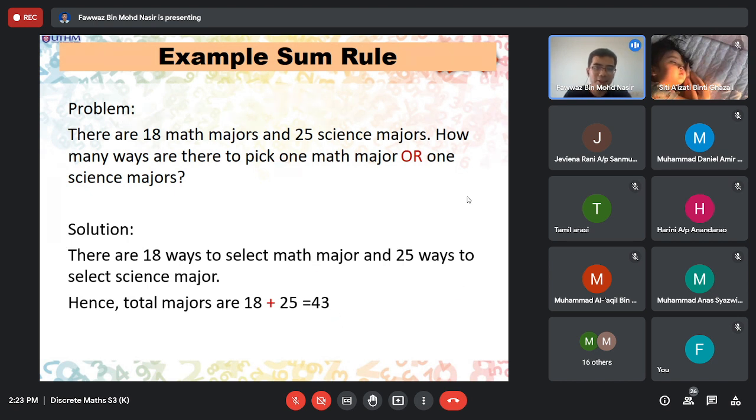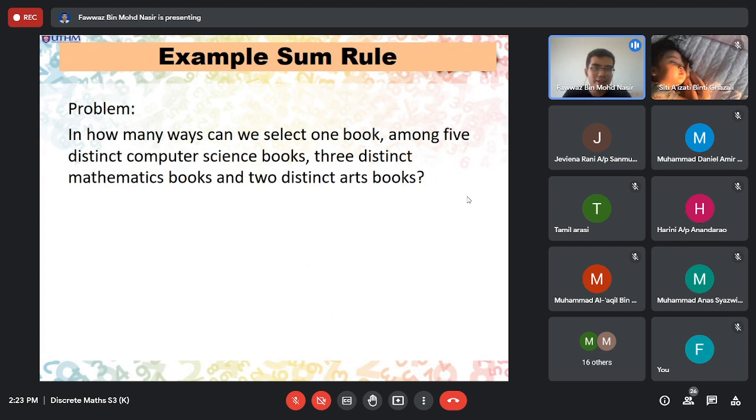Okay, so ini agak straightforward sebab dia punya keyword you can identify straight away. Okay, so we look at the next example. In how many ways can we select one book among 5 distinct computer science books, 3 distinct mathematics books, and 2 distinct arts books? Okay, dalam soalan ni dia macam trick sikit.